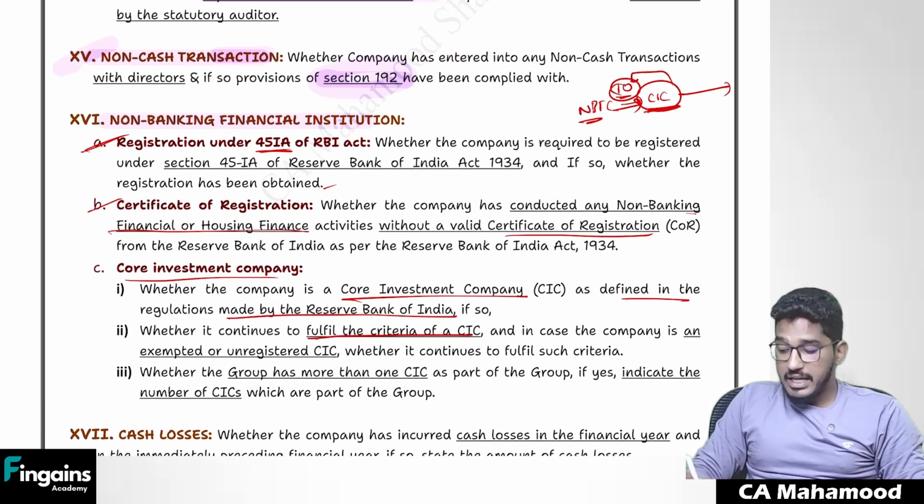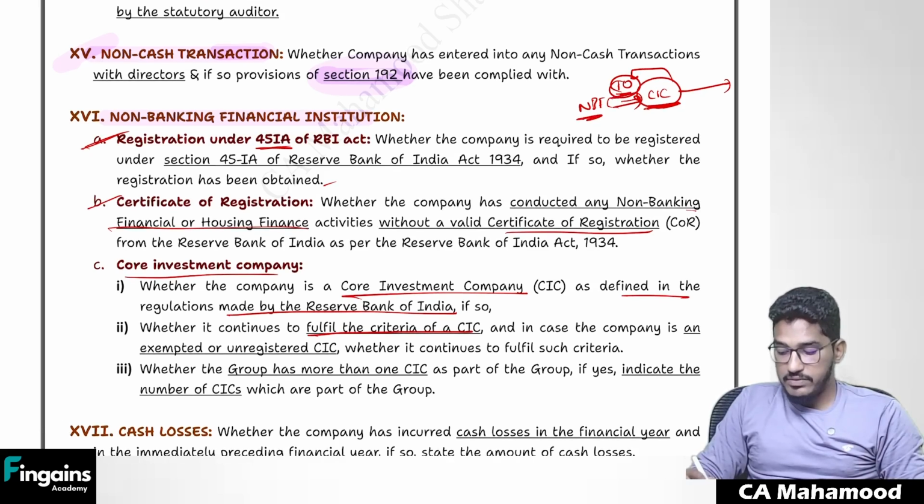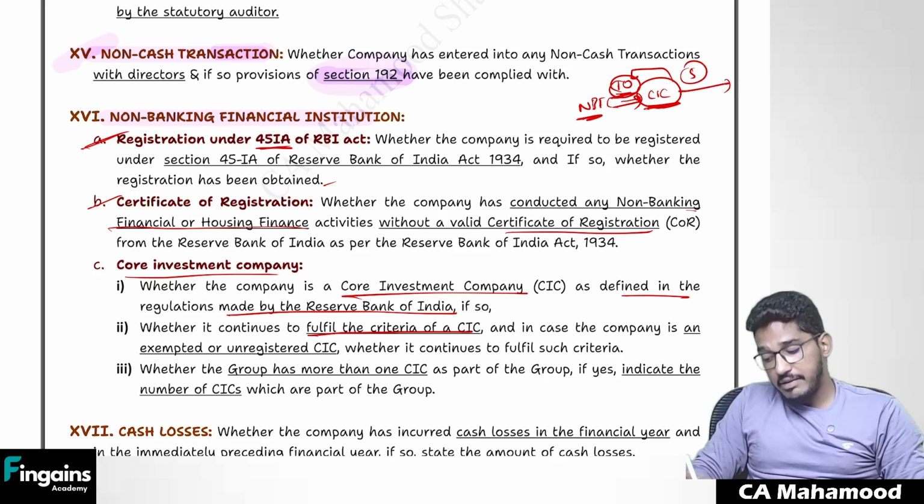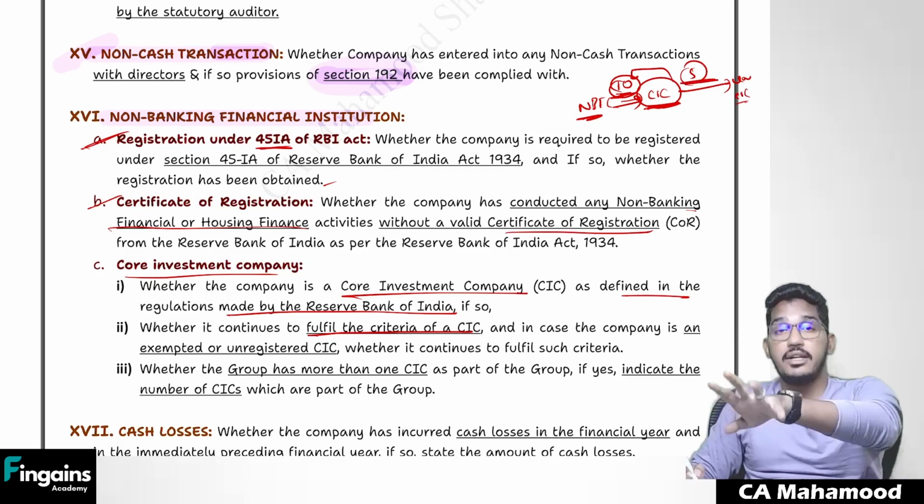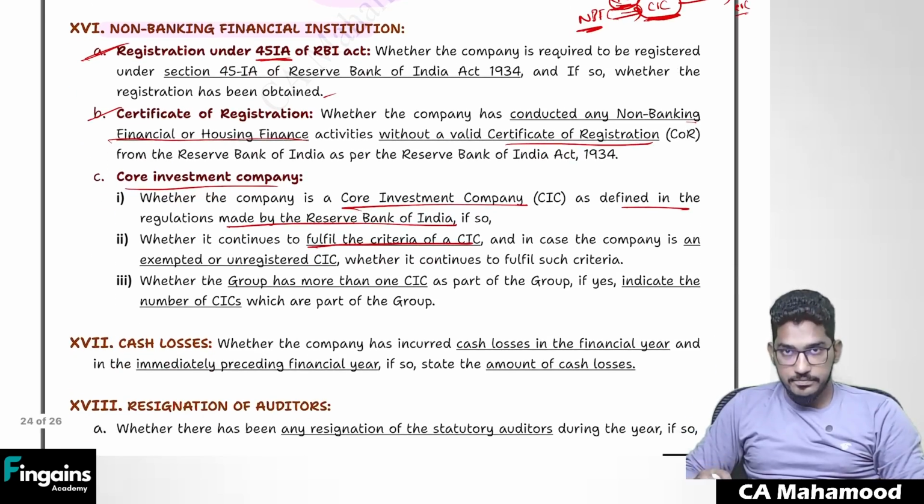Now, after becoming a CIC, if you fulfill some extra conditions, you will get another status called exempted CIC or unregistered CIC. For example, after becoming an NBFC, if you fulfill 10 conditions, you become a CIC. After becoming a CIC, if you fulfill 5 extra conditions, you will get the status of unregistered or exempted CIC. In case your client is an exempted or unregistered CIC, whether they fulfill these extra 5 criteria also or not, I need to give a comment.